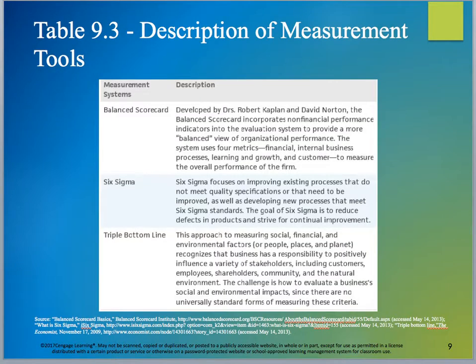Table 9.3 provides you with a description of measurement tools. A balanced scorecard is how you take non-financial performance indicators and you incorporate them into an evaluation system to provide a balanced view of how your organization is performing. And the system uses 4 metrics: financial, internal business processes, learning and growth, and customer, to measure your performance in all those areas so that you can see broadly how you're doing.